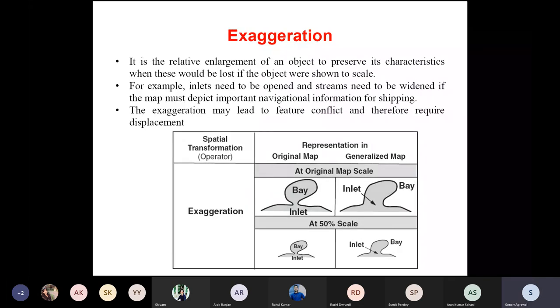Exaggeration, in this certain place, the size of anything will increase, like you can say bay and inlet. So if there is a scale change, then the narrow inlet becomes closed. Then how will the water flow? So that's why there is a need to exaggerate that area. It means that the error is deliberately introduced over here. The size of the inlet is increased, but it is necessary because if this is not done, then when there is a scale change, the narrow inlet will automatically be closed.